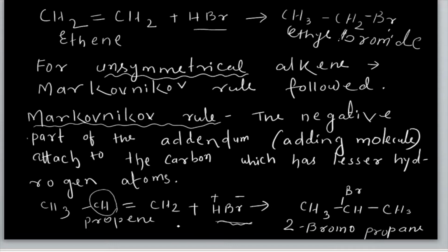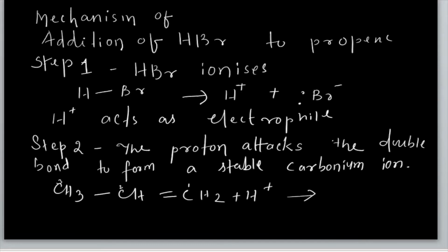So now see propene. Here the Br will come to the 2 number carbon because fewer hydrogens are there in this carbon. This is number 1, 2, 3. So the name is 2-bromopropane. Then what is the mechanism? The mechanism of addition of HBr to propene. Because propene is an unsymmetrical alkene, it will follow Markovnikov's rule. And here HBr is added.